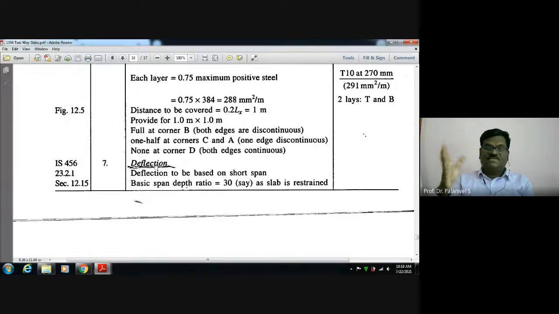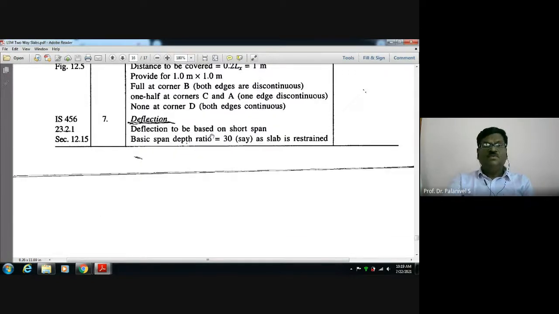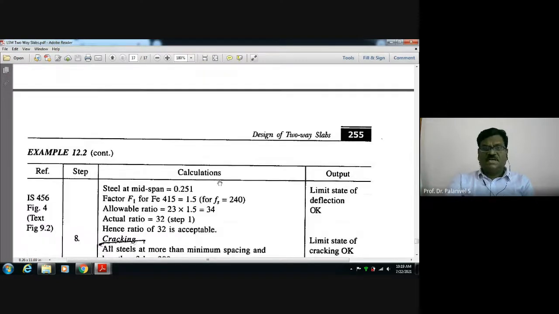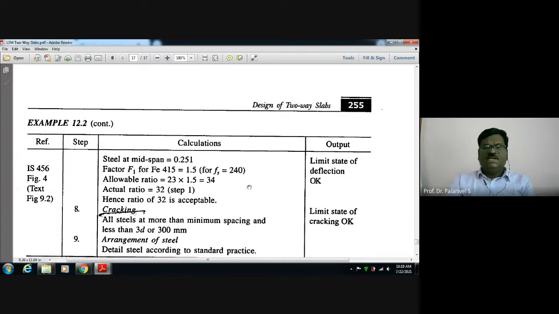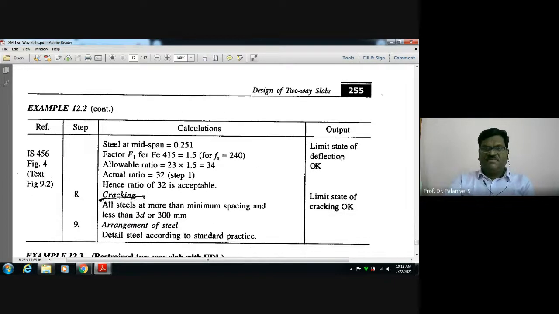So far in strength aspects we have completed the design. But we started with determining the thickness of the slab, and we started with the span to effective depth ratio. There itself, the serviceability requirement of deflection is taken care of. Again, you have to recheck. You determine the actual span provided divided by the span to effective depth ratio. You just compute it, and it lies between 25 to 40. No problem. Hence, the limit state of deflection is okay.